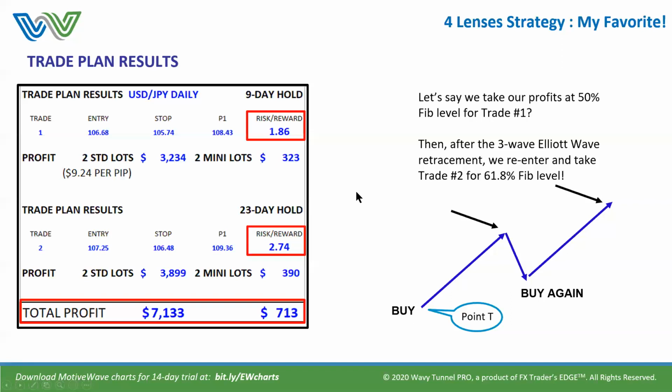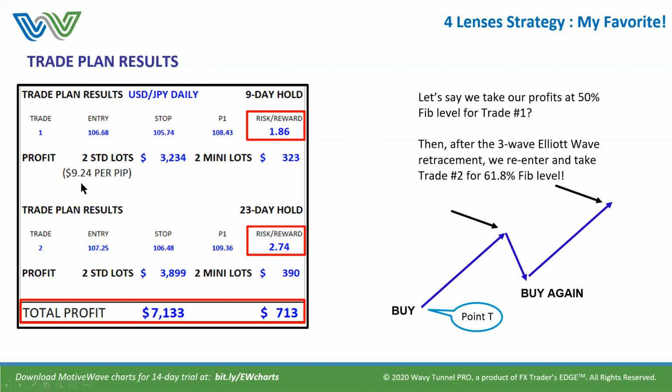So let's say we take our profits at 50% for trade number 1. And we take 2 standard lots, versus 2 mini lots. I mean, it really depends on what your account size is. So I've just taken 2 trades, standard lots and mini lots. A standard lot is a $100,000 lot. You do not need to have $100,000 in your account to take that. And then a mini lot is a $10,000 lot. You do not need to have the full $10,000 because of leverage in your account to take that.